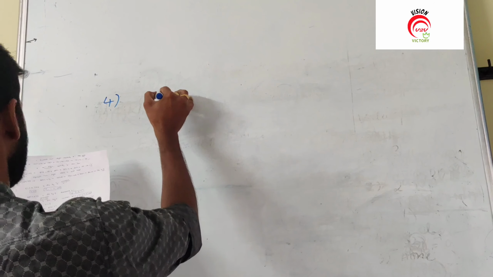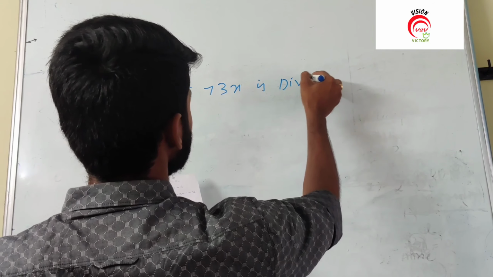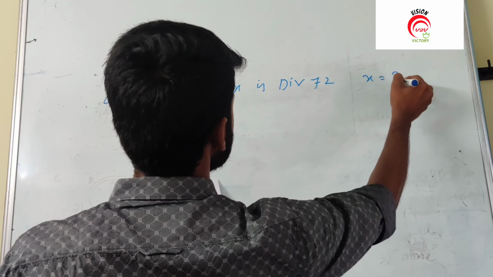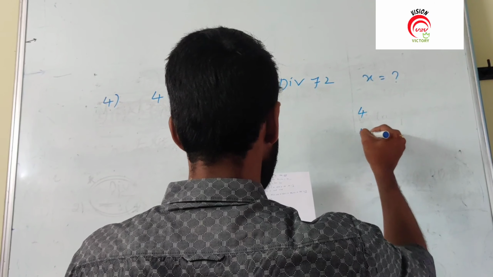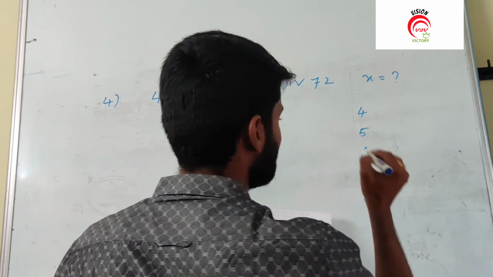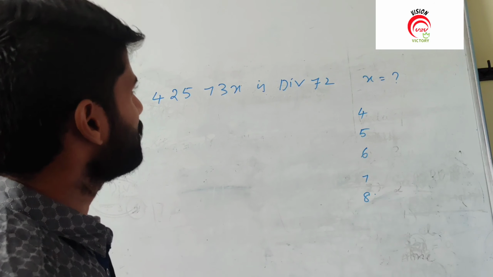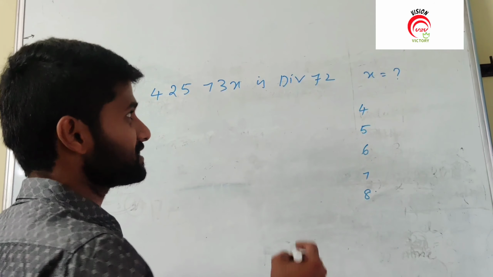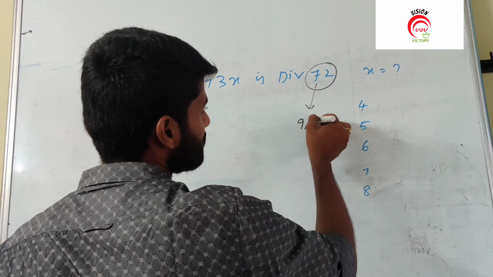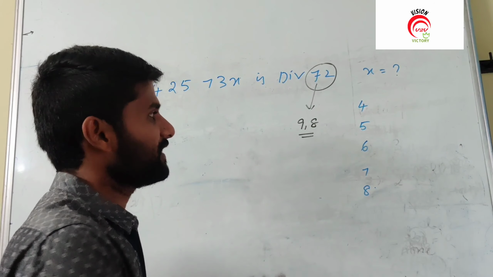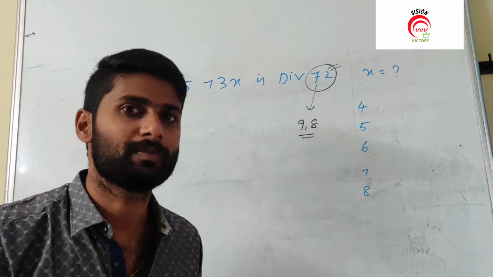Fourth question. 4 2 5 7 3 x is divisible by 72. Then what is the smallest number for x? The options given are 4, 5, 6, 7 and 8. These are the options. We don't know the rule of 72, but we know the procedure. If we want the 72 rule, it means the number is always divisible by 9 and 8. If any number is divisible by 9 and 8, definitely that number is also divisible by 72.